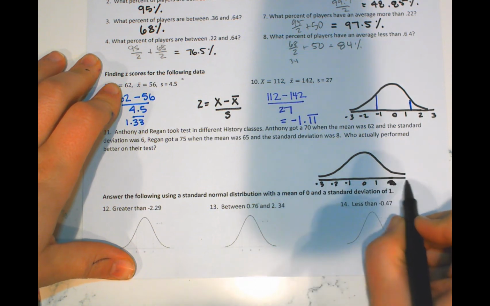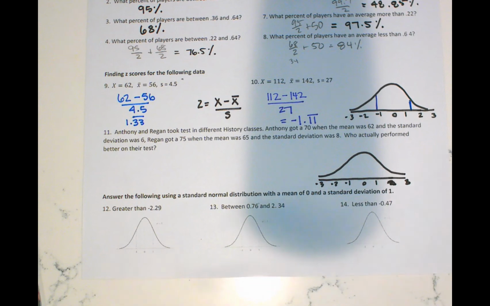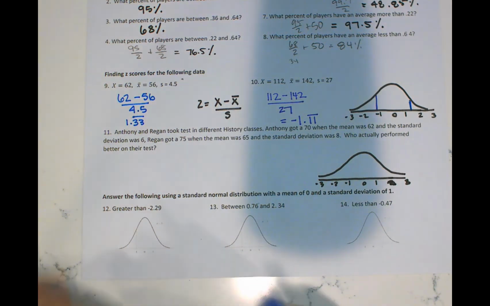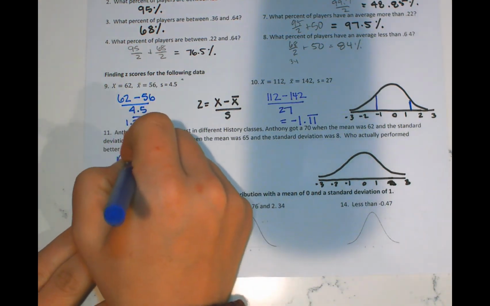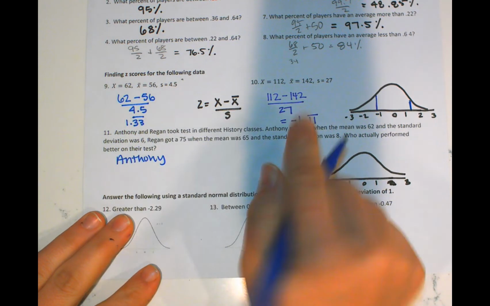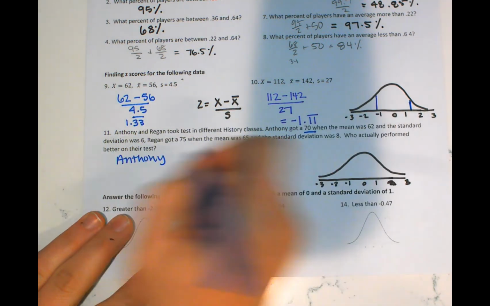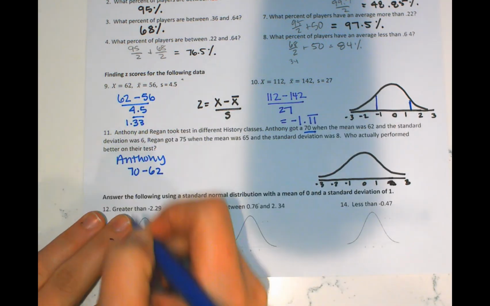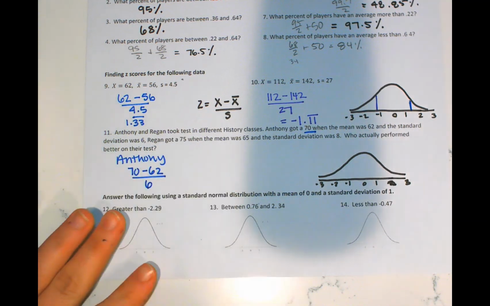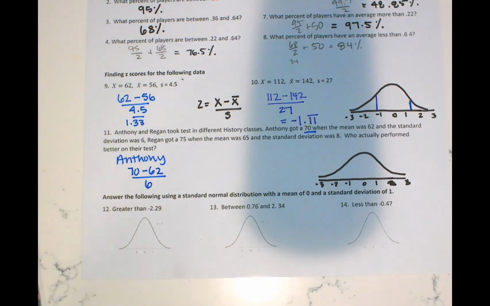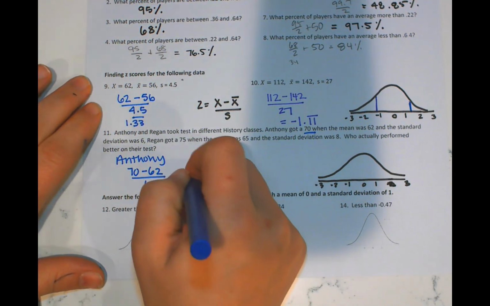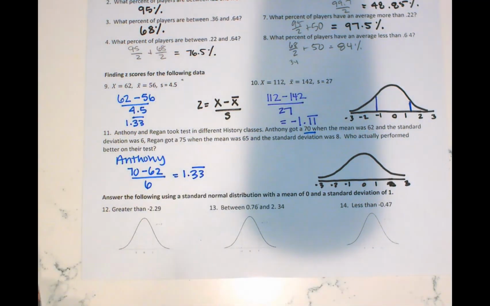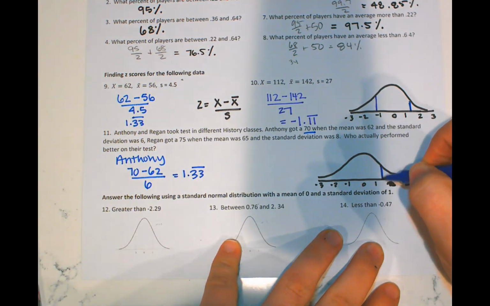Positive 2 and 3. Very ugly too. Okay, so I'm going to take Anthony first. His test score, he got a 70 when the mean was 62 and the standard deviation was 6. So when we compute his z-score, 70 minus 62 divided by 6, we get 1.3 repeating. So that means he falls right about there.